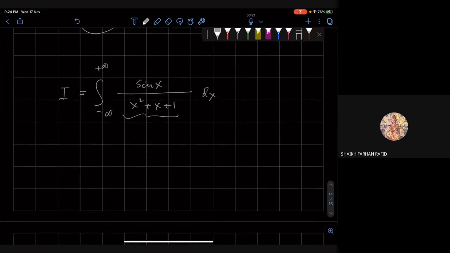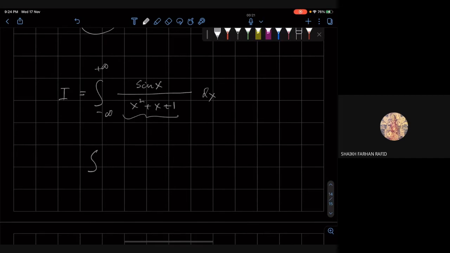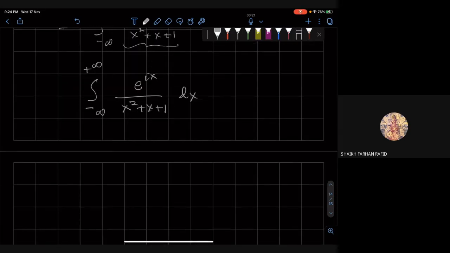So to do this, what we do is that we want to look at the imaginary part of this integral. Okay, so in other words, we want to complexify this function like this. And then we want to find out what the poles are of this guy in the upper half plane.